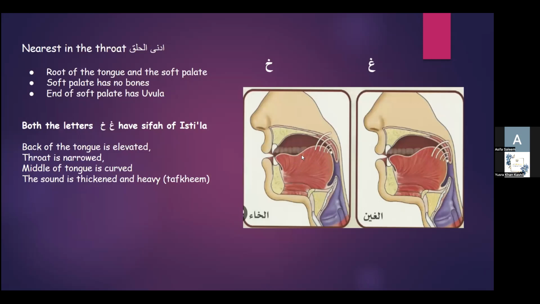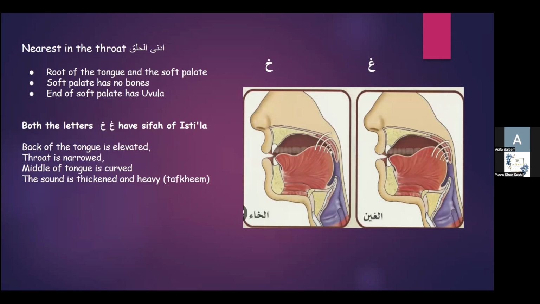Especially try and bring this curve, because if you're not bringing this curve, the sound might still not be heavy enough. So try to bring this good curve or a depth in the middle of your tongue. So the letters ghain and kha. Okay, let's see the common mistakes for these two letters.